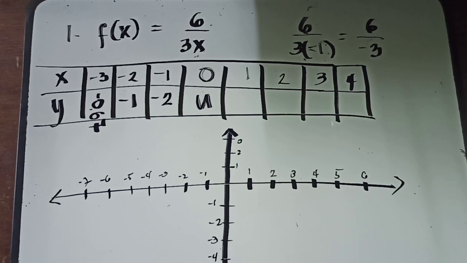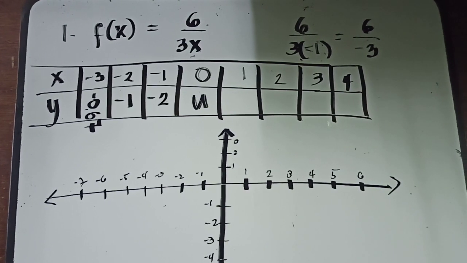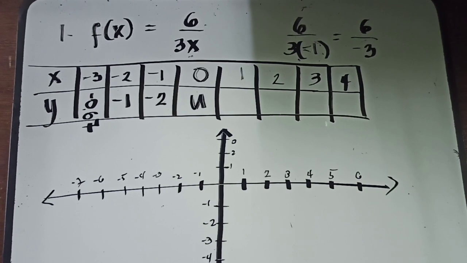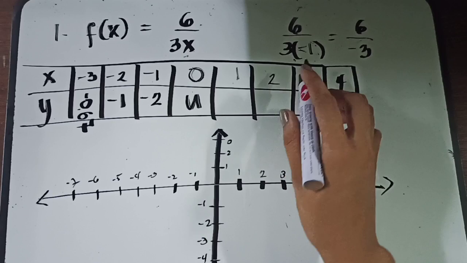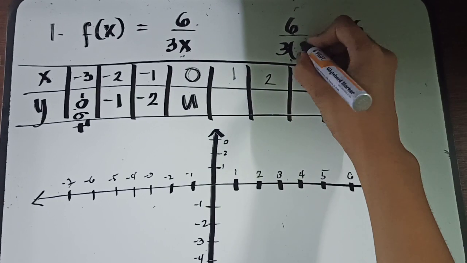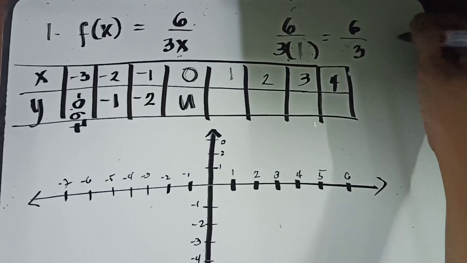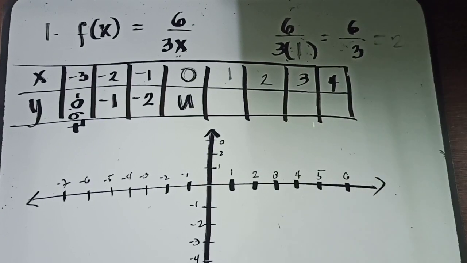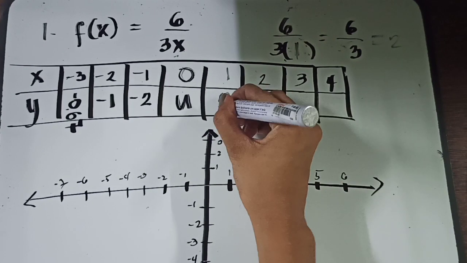Okay, so next is what if the value of x is 1? So, again, continue lang yung process. Substitute lang yung value ng x, then solve for the value of y. So, if x is 1, then 6 over 3 multiplied by 1, so that is 6 over 3, and that is equal to positive 2. So, if x is 1, then the value of y is 2.